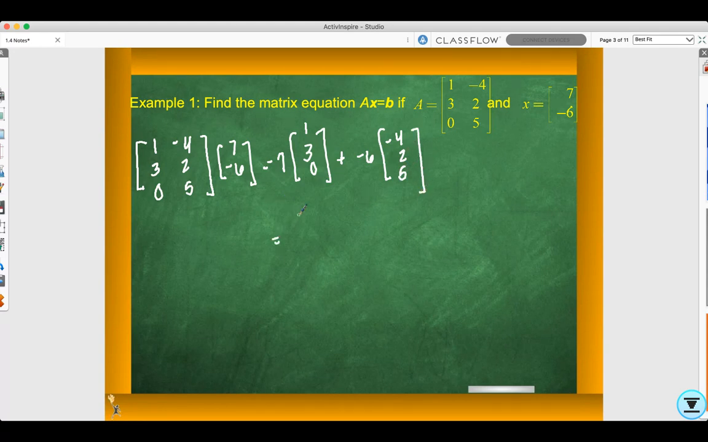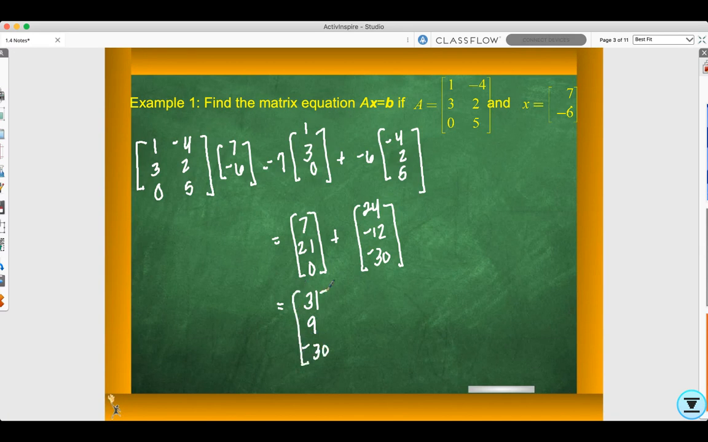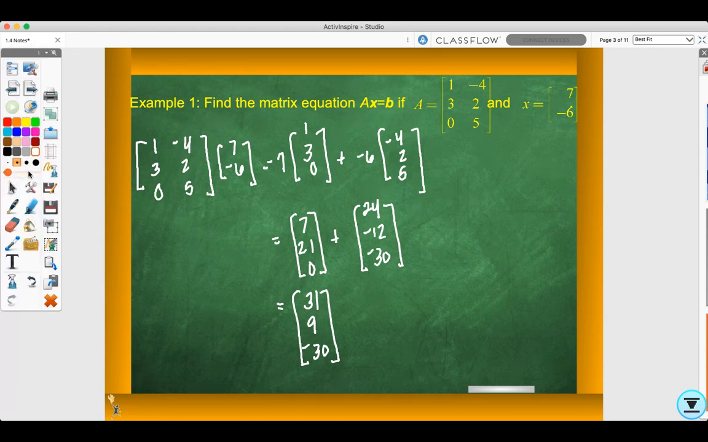giving us 7, 21, 0, plus 24, negative 12, negative 30. So our answer, we would just add those together. You should get 31, 9, negative 30. And that would be your answer.